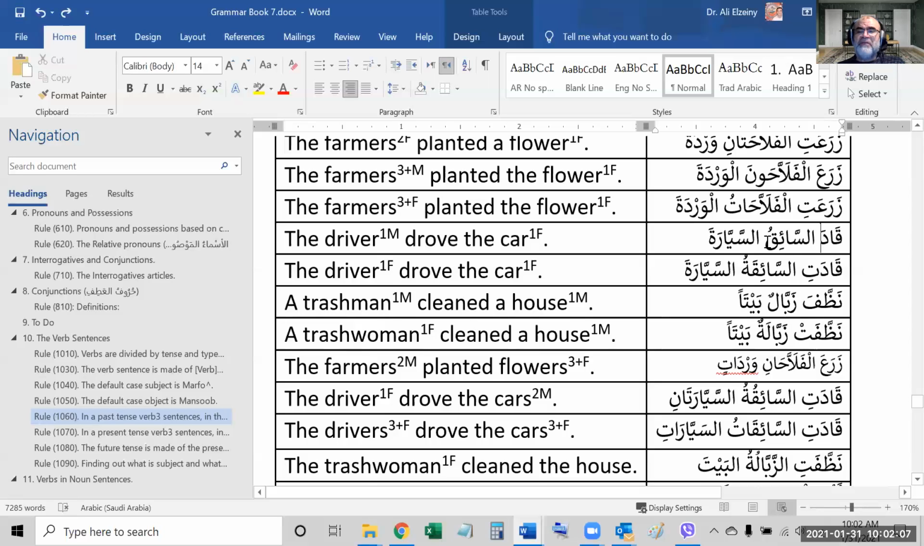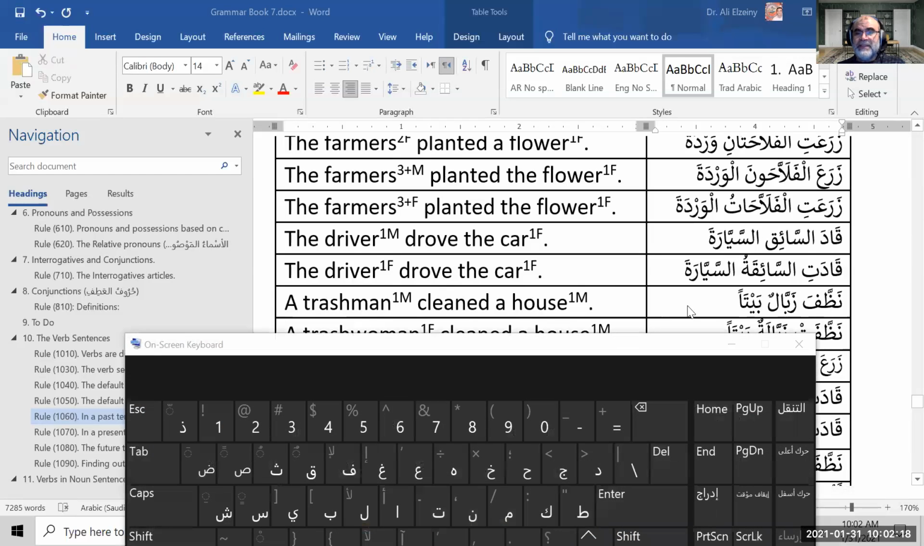السائق, the driver. Now, can I say سائق instead of this? Can I say سائق?